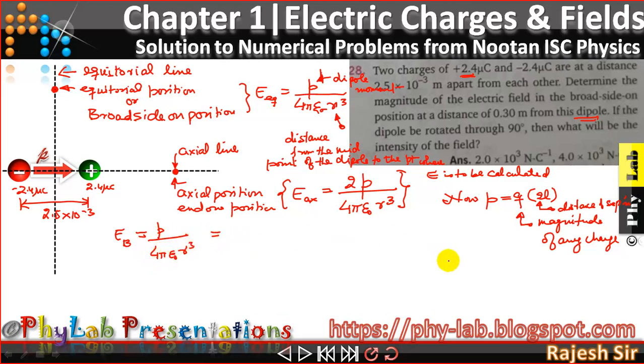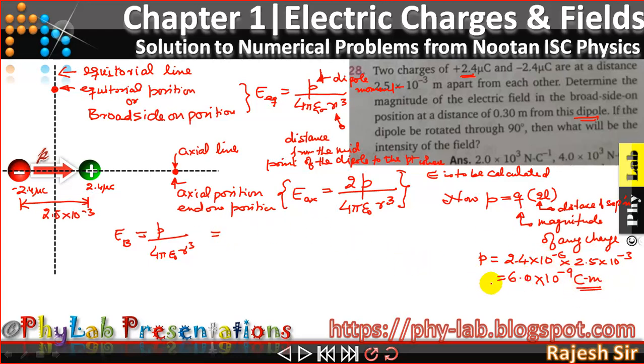So let's calculate the value of P. P will be equal to the magnitude of charge, that happens to be 2.4 micro, that means 10 to the power of minus 6, times the distance of separation between them, which is 2.5 into 10 to the power of minus 3, and on solving, the same comes out to be 6 into 10 to the power of minus 9 coulomb meter. Friends, whenever you are writing down the answer to any numerical problem, please don't forget to mention the unit. That's very, very important.